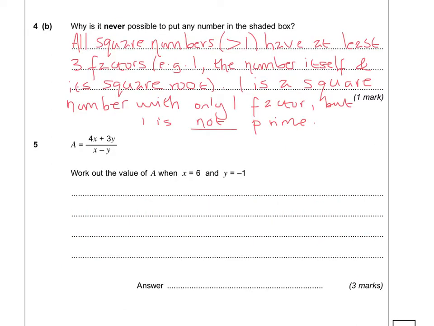Question 5. Work out the value of a when x equals 6 and y equals -1. So we have to substitute the values of x and y into this formula to work out a. So a is equal to 4 multiplied by 6 plus 3 multiplied by -1 divided by 6 minus -1. So this is 24 minus 3 divided by 7, which works out to be 21 over 7, which is 3.